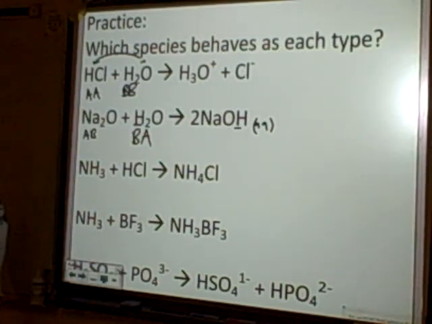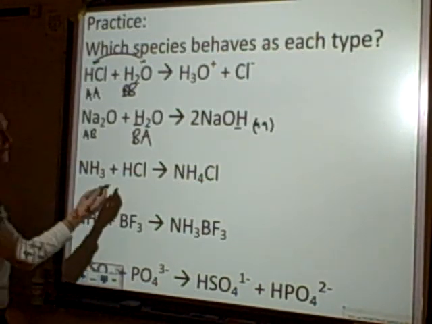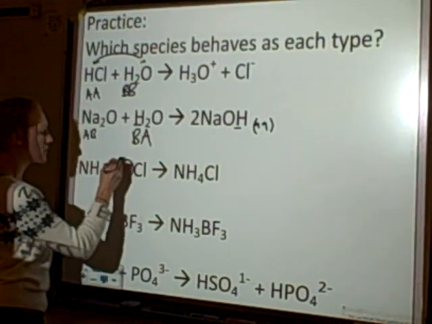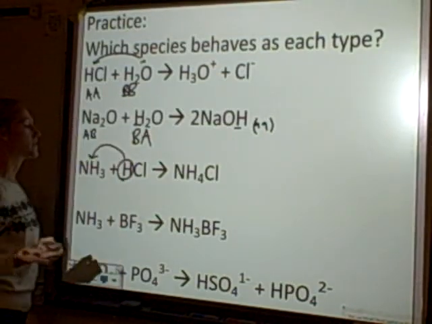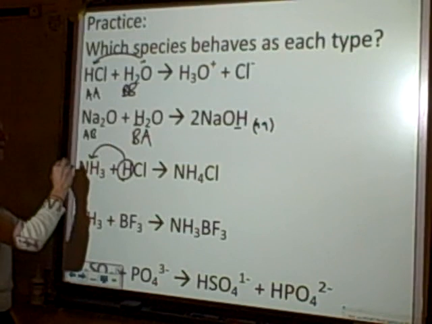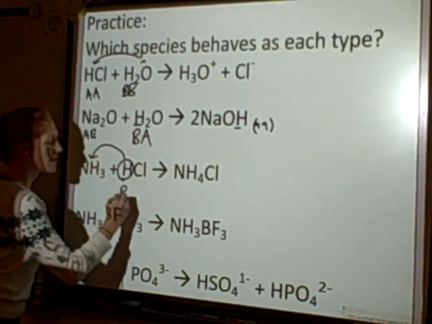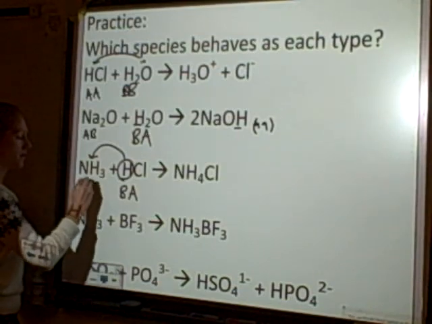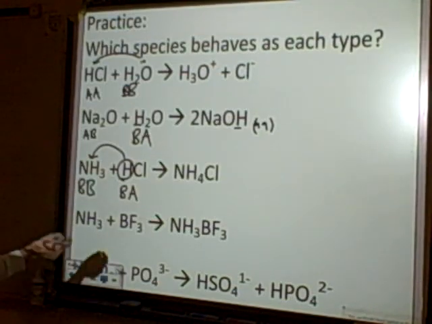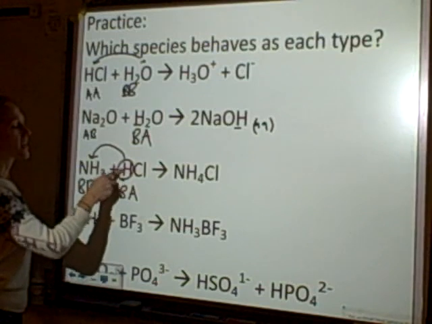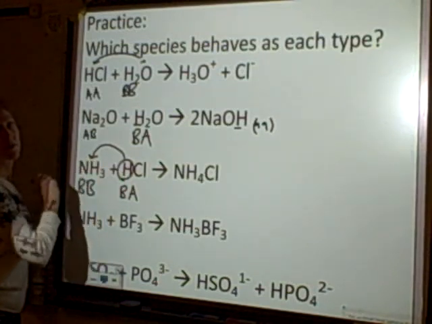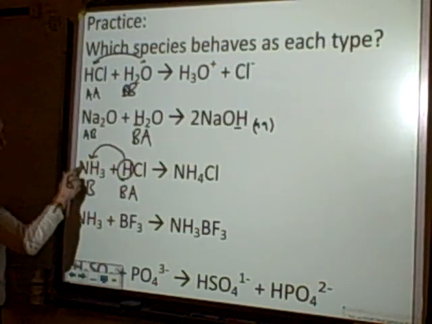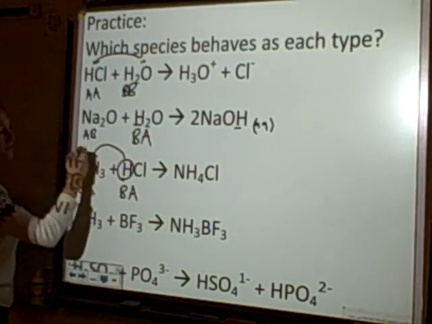And for this guy, I don't have any water, so I know I don't have any Arrhenius. But what I do have is an H+ going from the hydrochloric acid over to the ammonia. So since this H+ is being donated, this is a Bronsted acid. And this is a Bronsted base for accepting that H+. I also know that this is going to be a Lewis acid because this H+ accepts the electron pair from this ammonia, and this Lewis base is donating an electron pair to that H+.